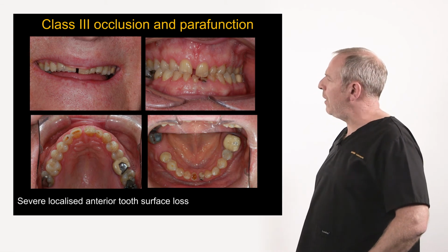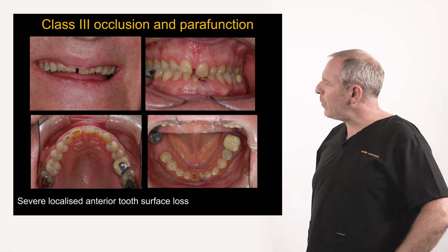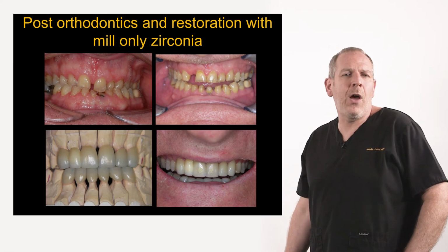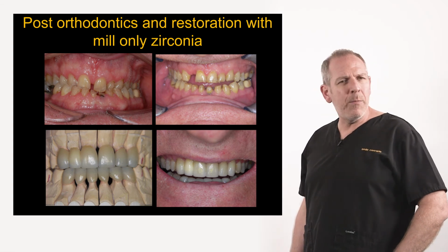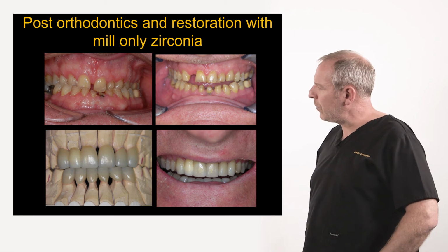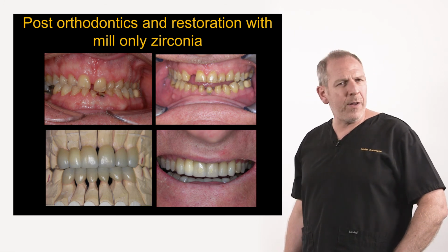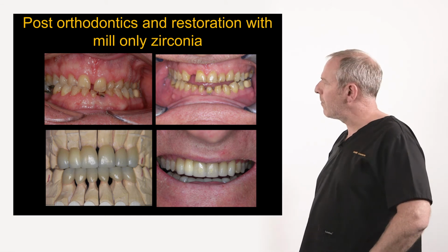And this is not a material I use very often, usually I use it on back teeth, but this was a patient who was very concerned about breaking his restorations. And so this is shell zirconia, this is mill-only zirconia. And what did this allow us to do? Very minimal preparations, but allowed us to use milled zirconia, which is very, very strong and has a very, very low fracture rate.